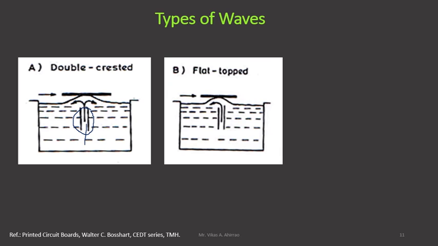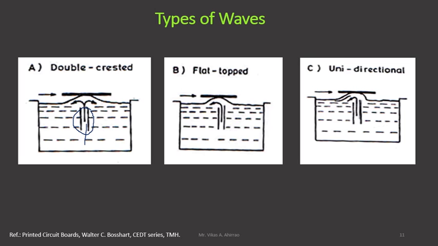The next is the flat topped. So the molten solder will come usually from only one side, and a wider surface area will be made available for comfortable soldering. The third one is the unidirectional one, which is almost similar to the flat top, but a narrower region will be available.